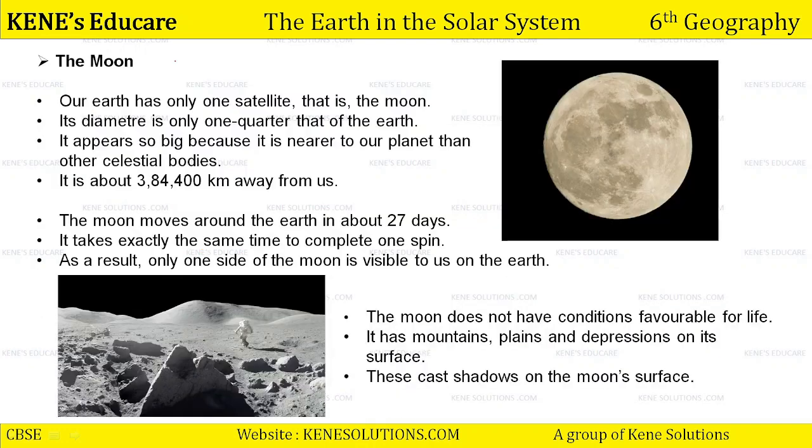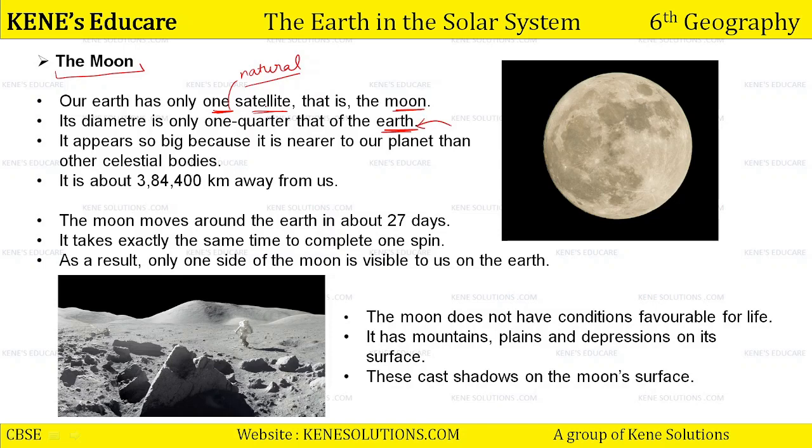Coming on to a very important topic, a very important celestial body, the Moon. चंदा मामा. Our Earth has only one satellite. As I told you earlier, our Earth has only one natural satellite. Man-made तो बहुत सारी हैं, the natural satellite we have is only one and that is the Moon. Its diameter is only one quarter that of the Earth. It's so small. But actually, Moon is not small. But when you compare Moon with respect to the Earth, then it seems to be small.